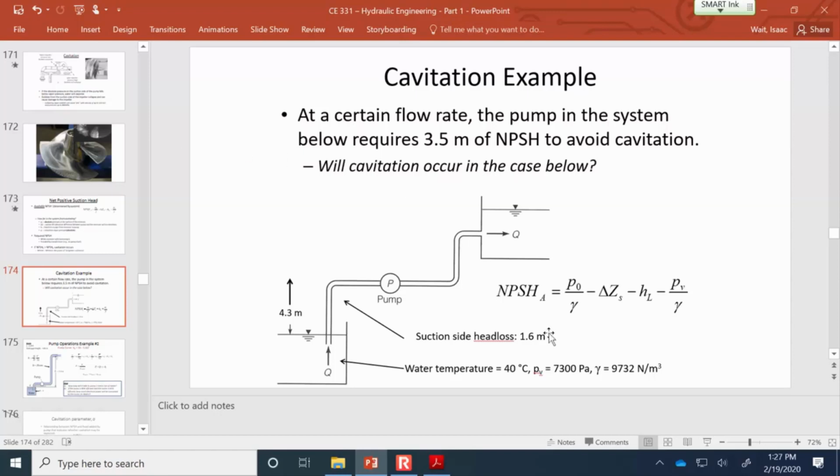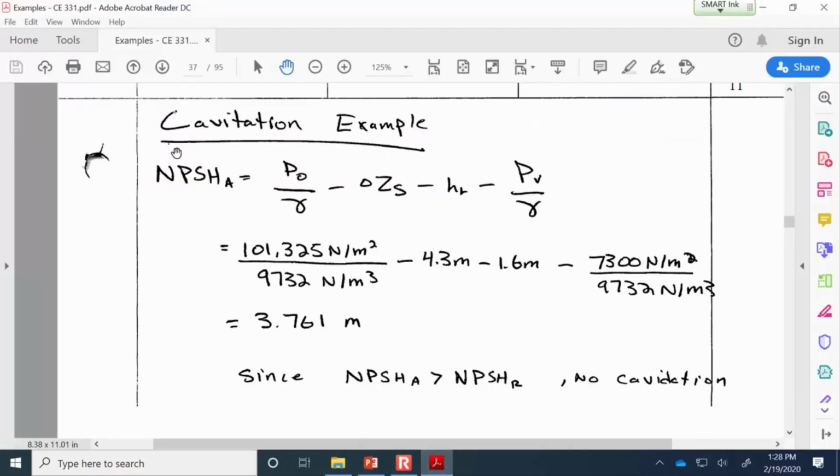Okay, so we substitute in the pressure, the suction side elevation change, the suction side head loss, and the vapor pressure of the fluid, and it looks like we have 3.761 meters of net positive suction head available. You can think of that as the pressure head of the water just before it goes into the pump.